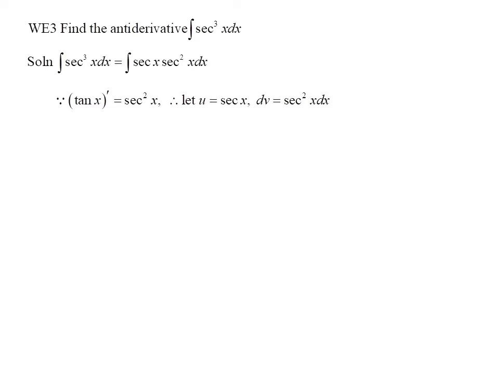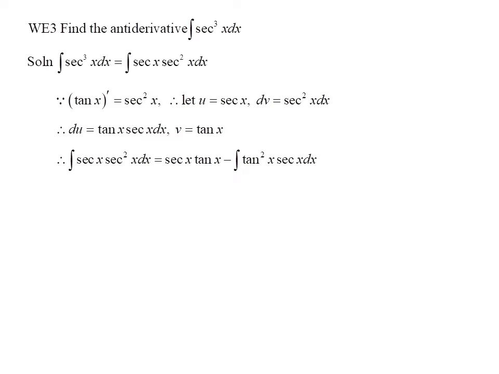Example 3 here is to find a general solution of the integral of sec cubed of x dx. The antiderivative obviously can be written as the integral of sec of x times sec squared of x dx. Since the differentiation of tan x is sec squared of x, hence we let u equals sec x and dv equals sec squared of x dx. That led to du equals tan x sec x dx and v equals tan x.